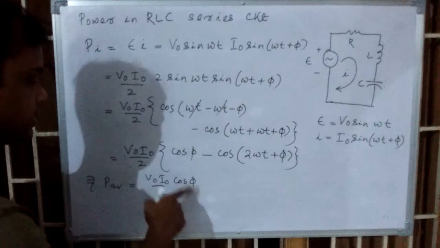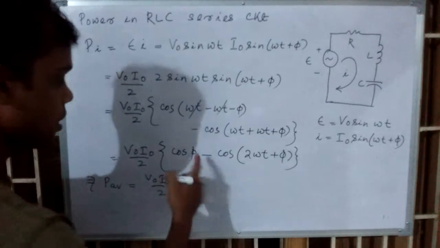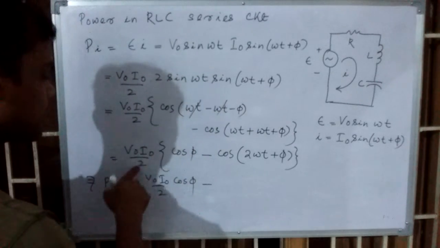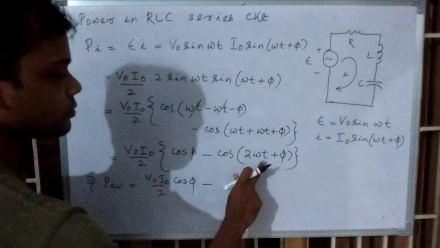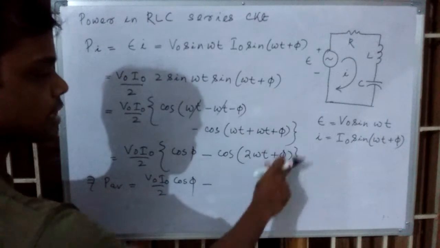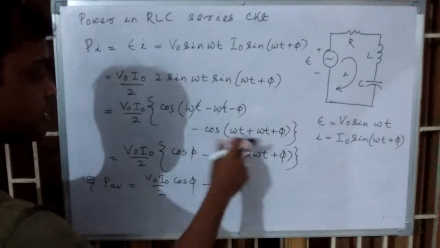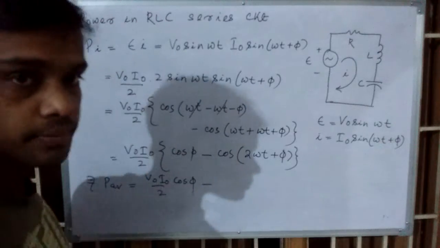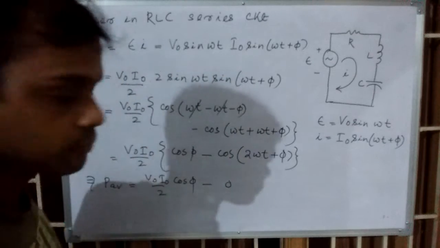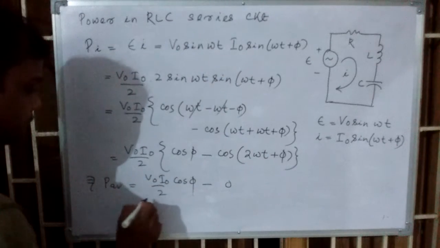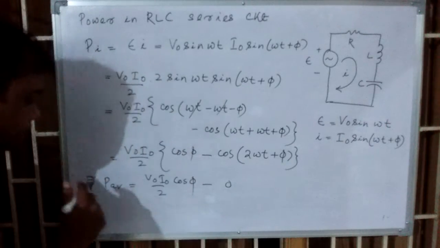Here everything is constant, so its average value is also this much. Then minus the second term, V naught I naught by 2 cos of 2 omega t plus phi. This is a cosine function of time, so its average value over one cycle will be 0. So I will directly write 0. Then average power has become V naught I naught cos phi by 2.